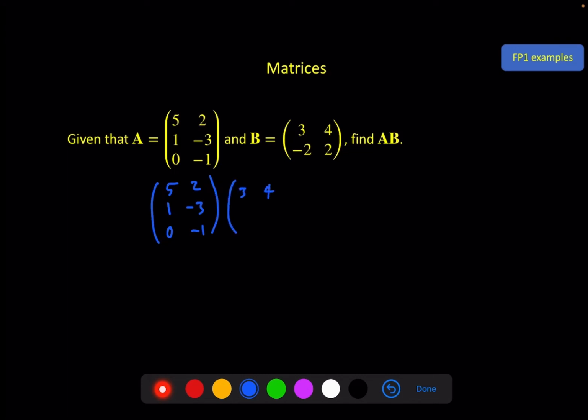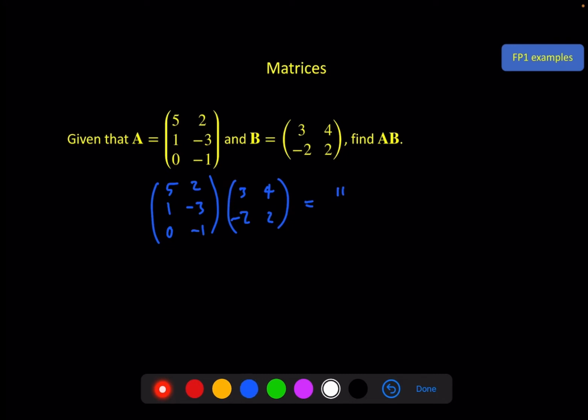3, 4 minus 2, 2. So I take my first row and my first column. I do 5 times 3, that's 15, plus 2 times minus 2, that's minus 4. 15 minus 4 is 11. And that goes in the first row, first column of my answer matrix.